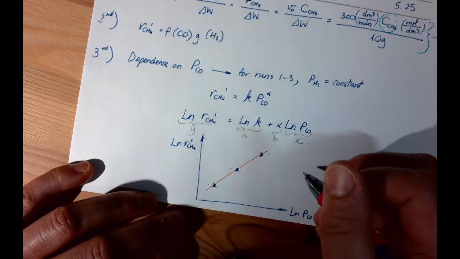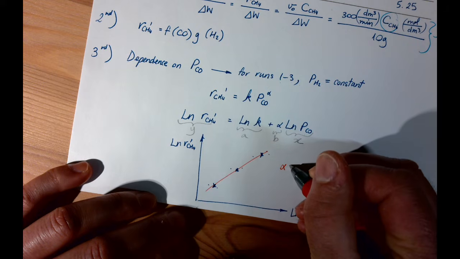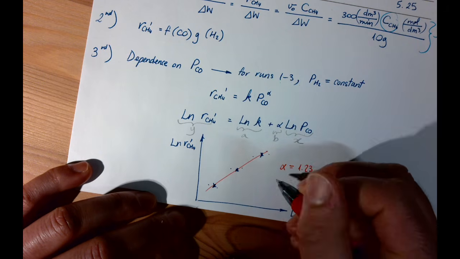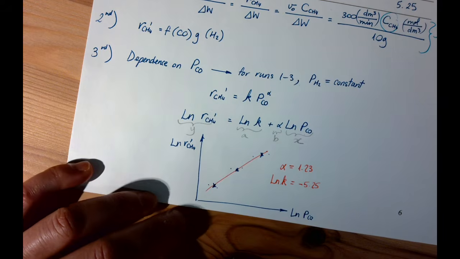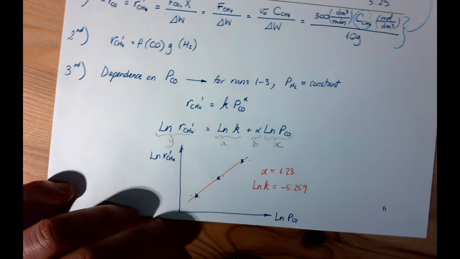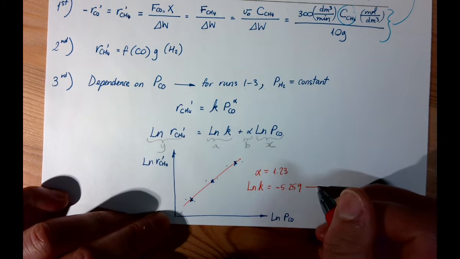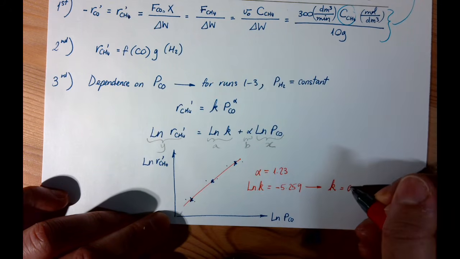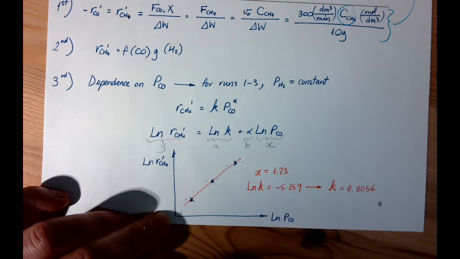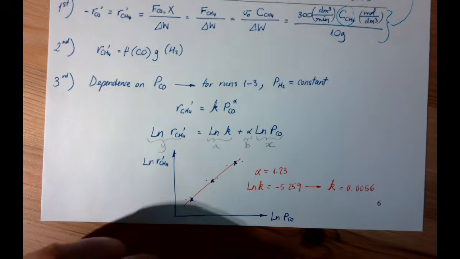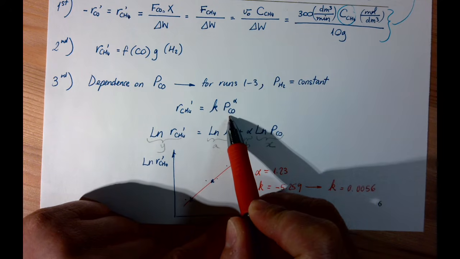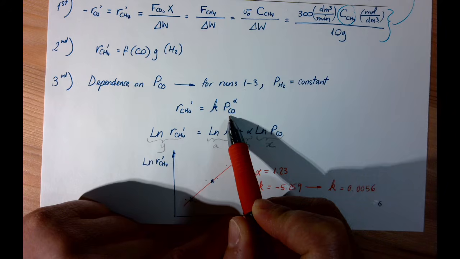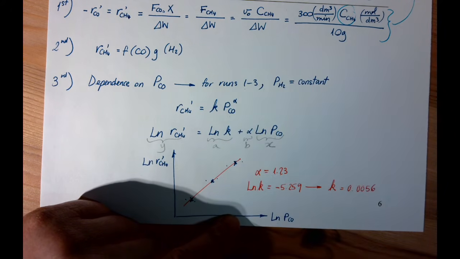you're going to get a slope alpha equal to 1.23 and a natural log of k equal to minus 5.259. And from here, solving for k, we'll have 0.0056. So the important point to take here is alpha, that the order of reaction with respect to the partial pressure of carbon monoxide is approximately 1.